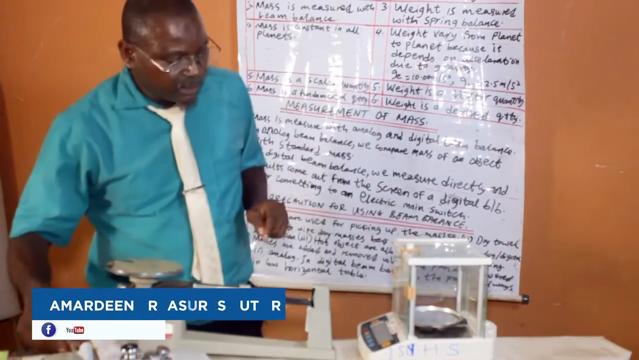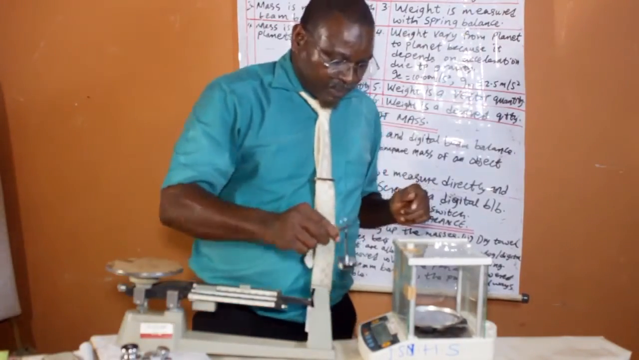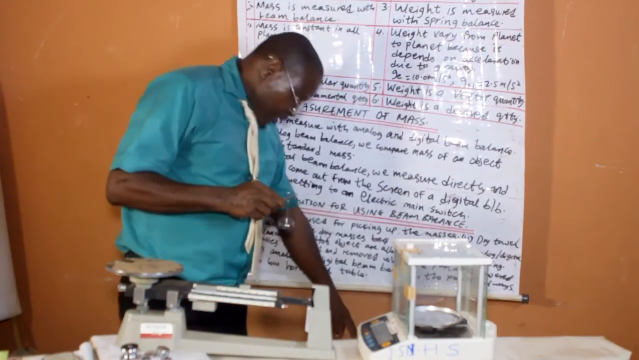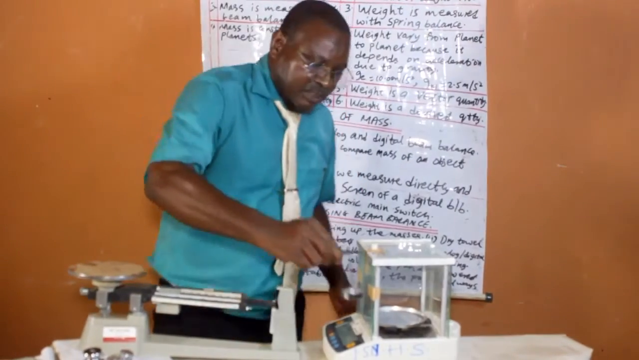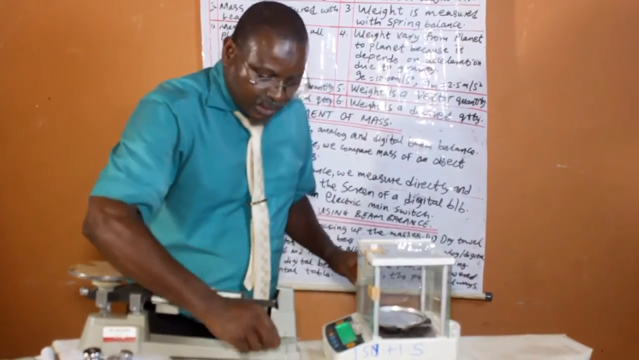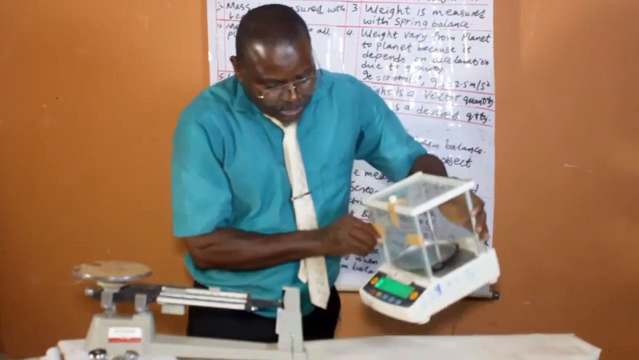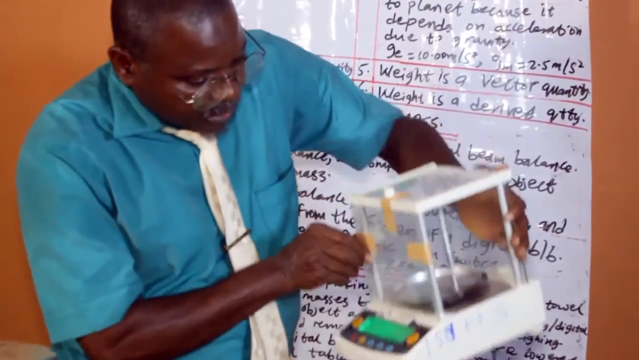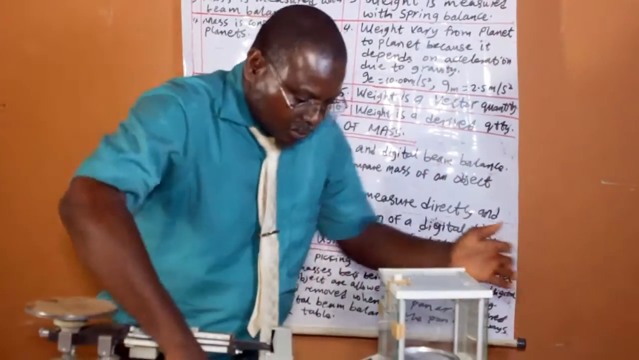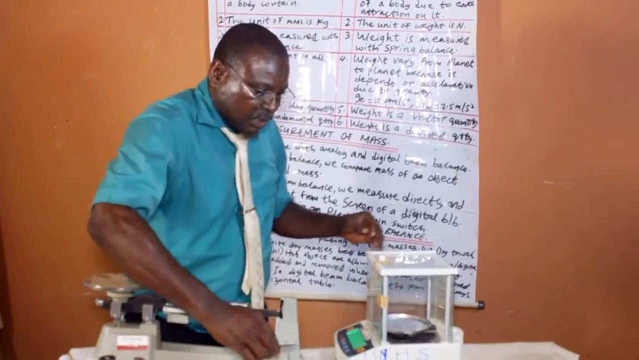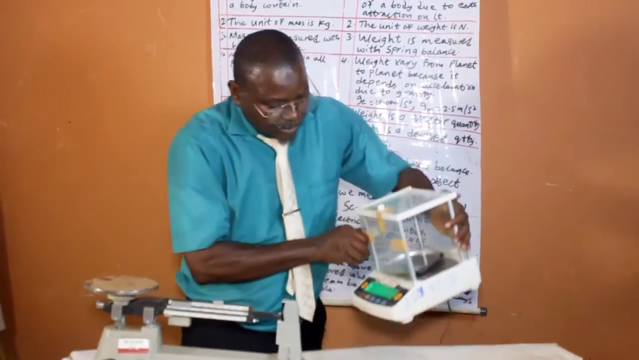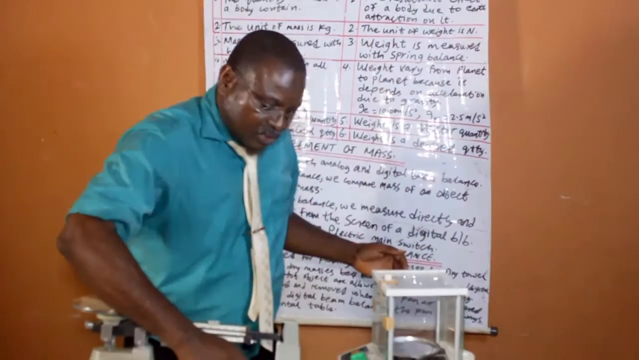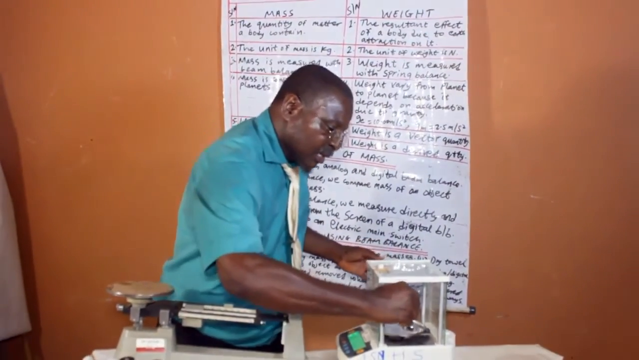But in the case of the digital beam balance, after putting the switch at the main switch, you switch it on, then you use forceps to switch it on here. When you switch it on here, we see it booting. Can you see it booting? When it is 0, so when you see the green, you can see 0. So you now use this forceps to pick the mass and put it on the pan.